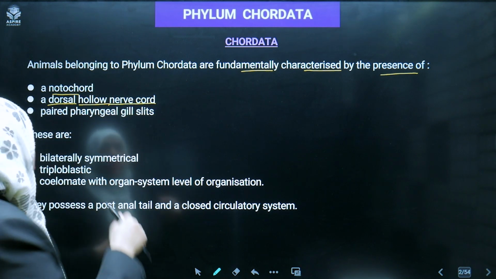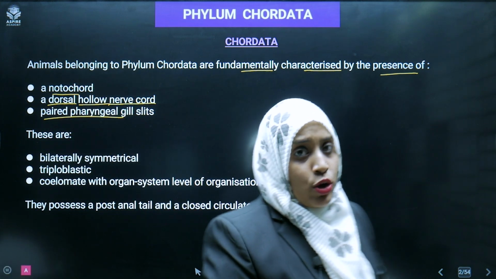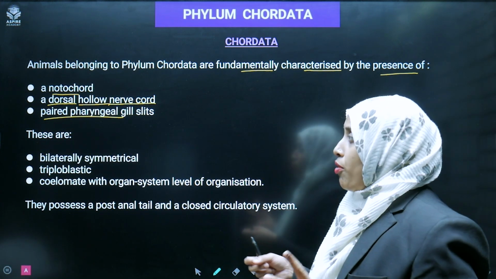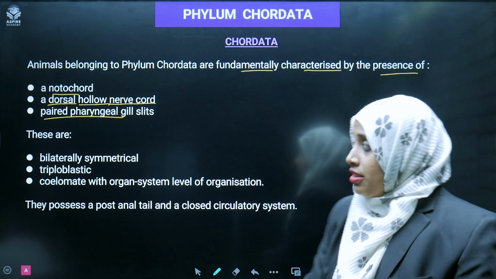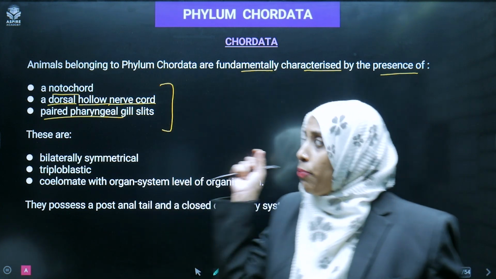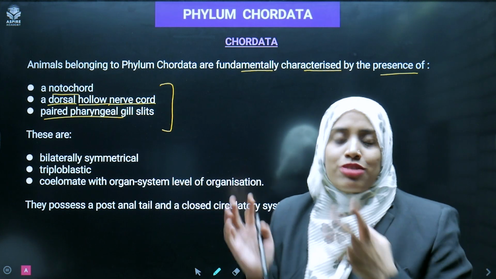And another most important thing is they will have paired pharyngeal gill slits. The gill slits will be there, in paired form. These are the three main characteristics, okay, on the basis of which we can categorize the organism as a chordate.